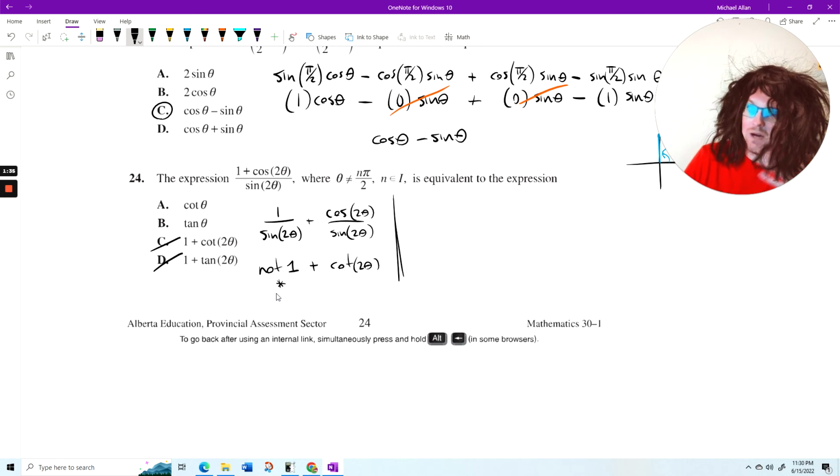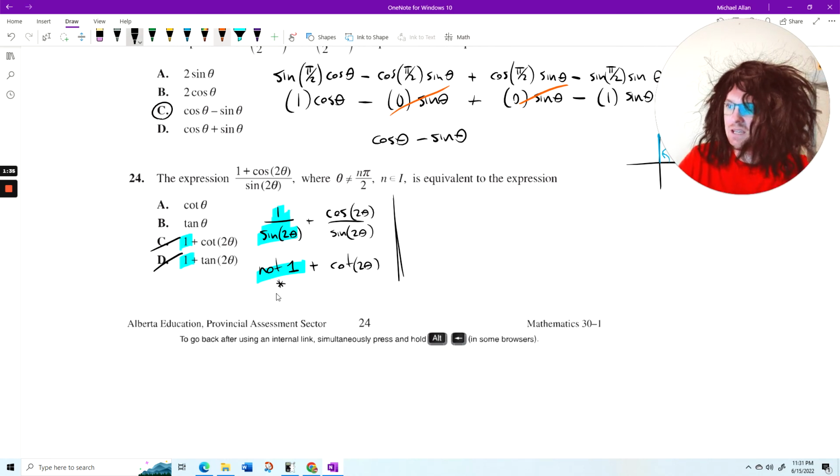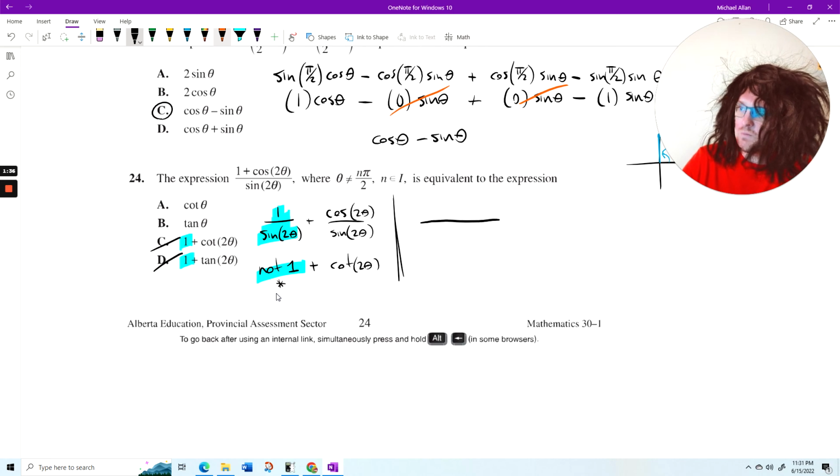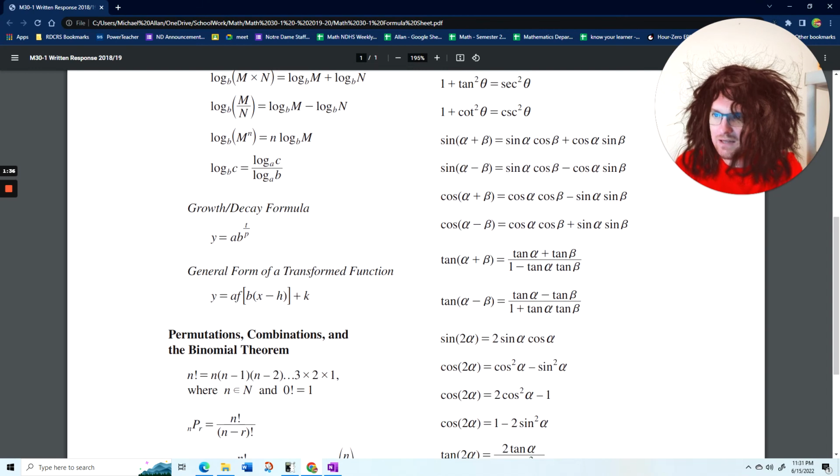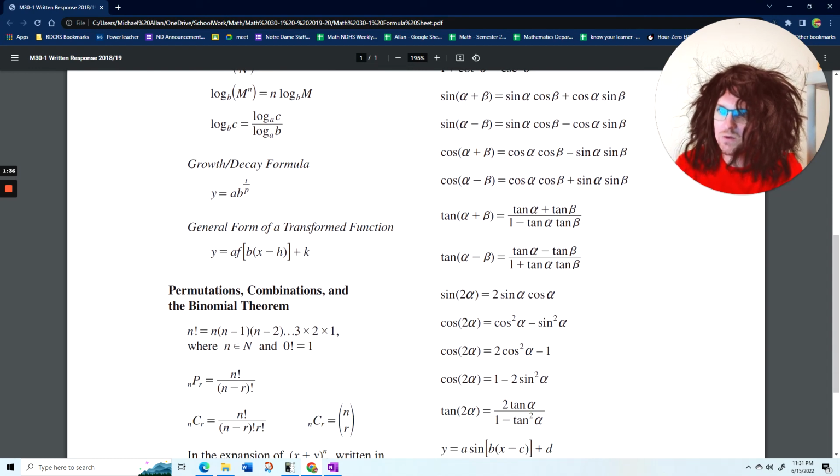So I've got to figure out some other way to fix this. You notice that the other two answers just don't have those double angles. So I'm going to want to get rid of the double angles. The only thing I could do about the sine is that the sine identity says sine 2 alpha has just that one option, 2 sine alpha cos alpha. So that's the only one I can use there.